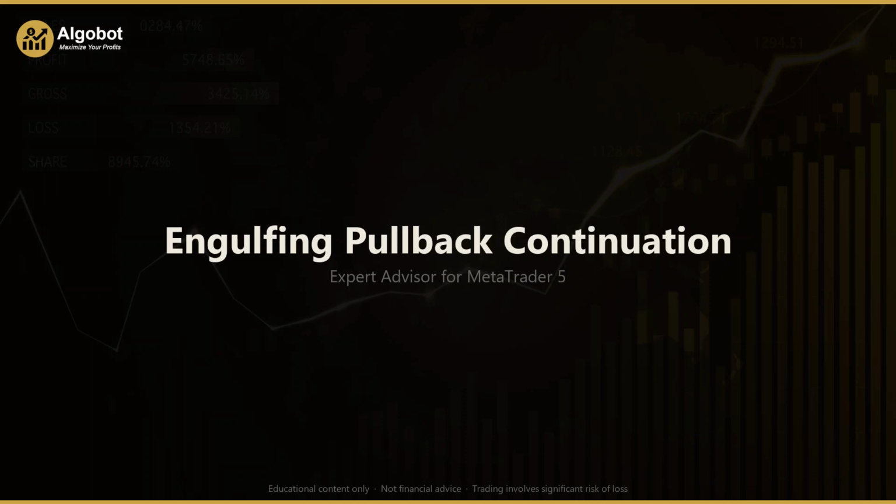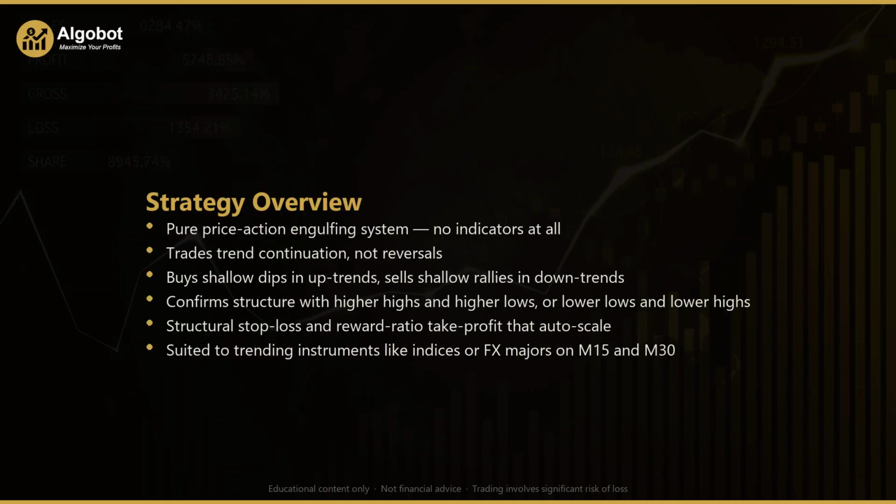Instead of fading exhaustion at a top or bottom, it treats the engulfing candle as a continuation trigger, buying shallow dips inside an uptrend and selling shallow rallies inside a downtrend. By the end of this video, you'll understand exactly how it spots the trend, times the entry, and places its stop and target. Let's start with the big picture.